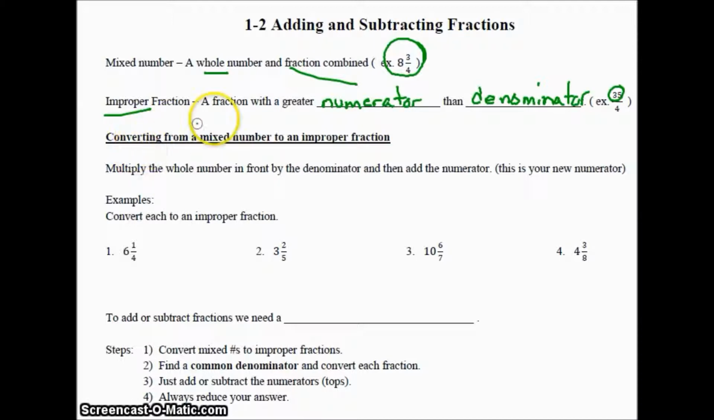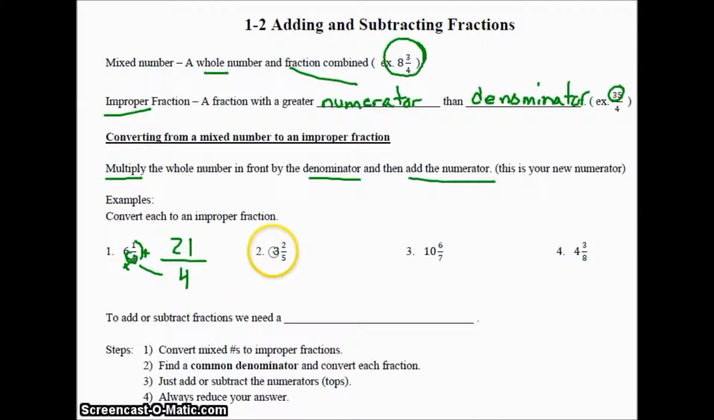So first we talk about converting from a mixed number to an improper fraction because I'm going to tell you now that it's easier to add improper fractions than mixed numbers. So to convert, we multiply the whole number in front by the denominator and then add the numerator. So this is what it looks like. So 6 1/4. To turn it into an improper fraction, we multiply the bottoms, okay, and then we add the top. So we multiply it and then we add. So 6 times 4 is 24, plus 1 is 25 over 4. Keep the denominator the same.